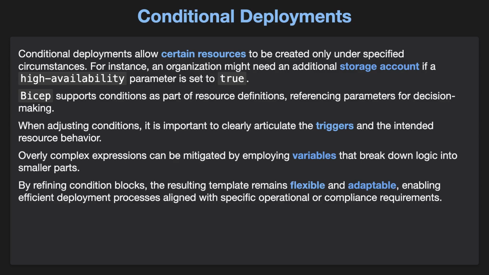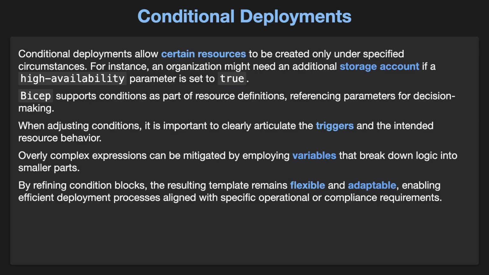Conditional deployments allow certain resources to be created only under specified circumstances. For instance, an organization might need an additional storage account if a high availability parameter is set to true. Bicep supports conditions as part of resource definitions, referencing parameters for decision-making. When adjusting conditions, it is important to clearly articulate the triggers and the intended resource behavior.